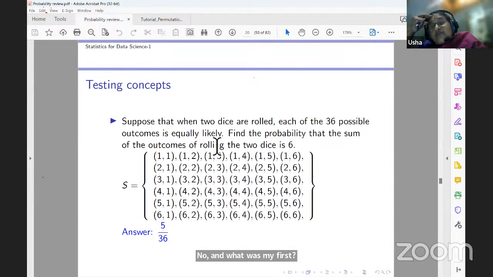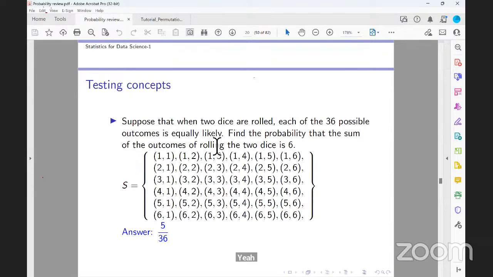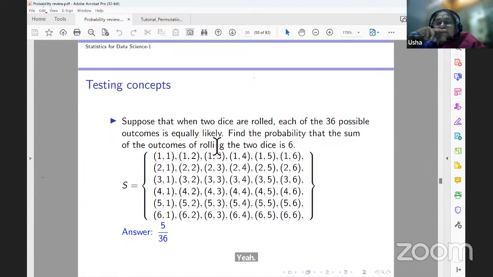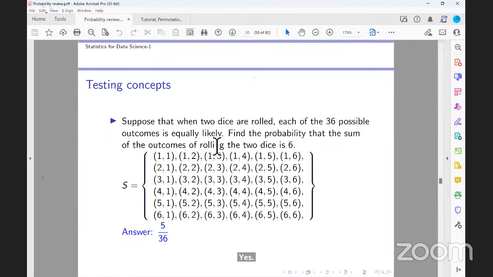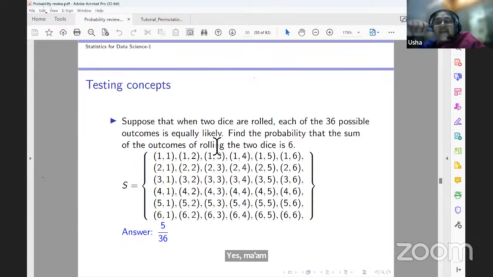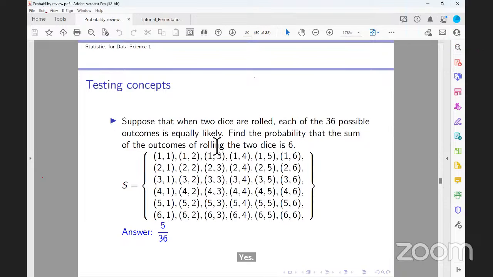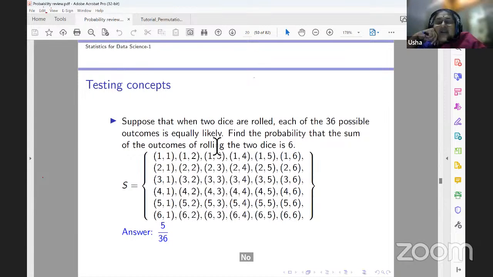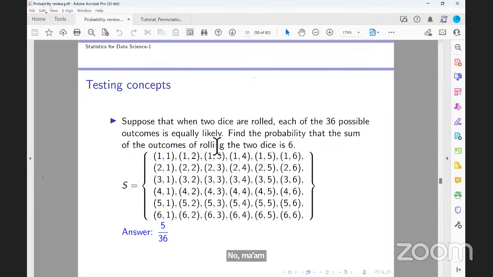Can I get a sum of 6 irrespective of what was the first throw? No, ma'am. Can I get a sum of 6 if my first throw was a 6? No, ma'am. Sum of 8? If the first throw is a 1, we cannot get a sum of 8, right? Yes, ma'am.